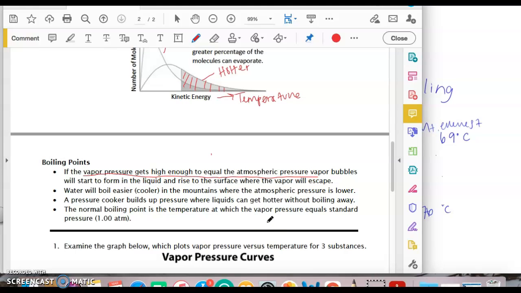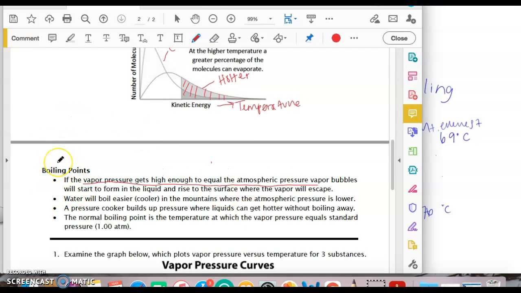Alrighty, so that's basically all that we have for today. It's just discussing how temperature relates to vapor pressure, which then relates to our boiling points.